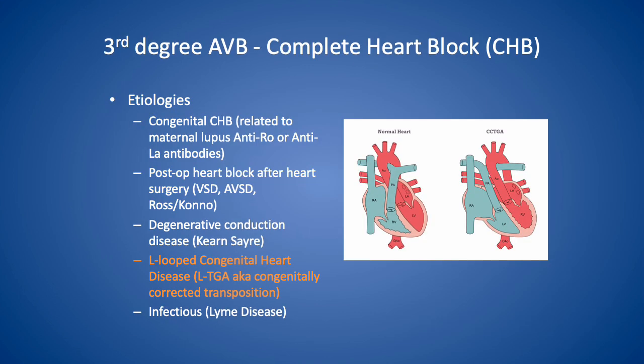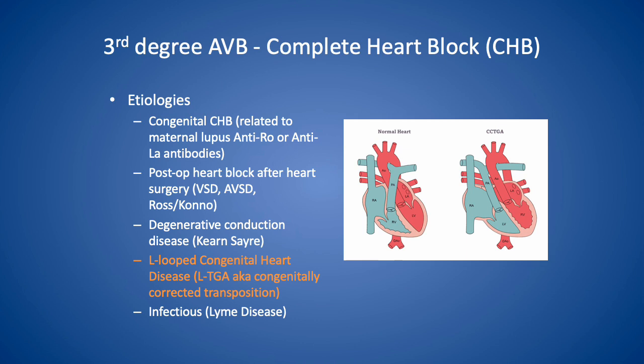Lastly, third degree AV block or complete heart block is a phenomenon of complete dissociation at the AV node level. And so your P waves are beating independently, essentially, from your QRS. And the etiologies here are what's usually most likely tested on neonatal boards. You think about congenital complete heart block that's related to maternal lupus. That's your anti-Ro and anti-La antibodies.